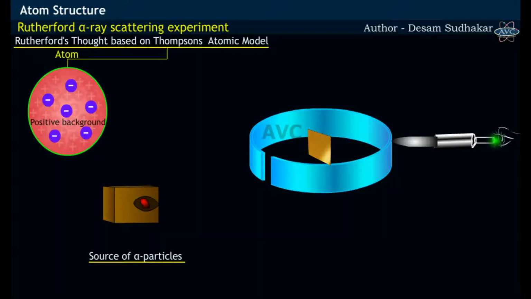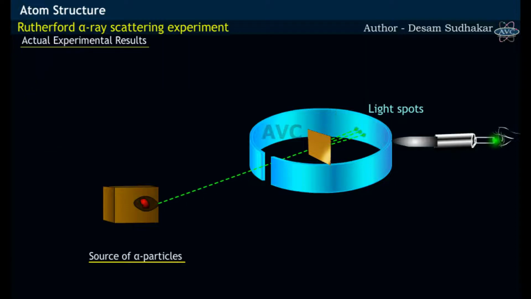Based on Thomson's model, Rutherford thought that the alpha ray particles emitted from the radioactive source would pass through the gold foil with no or slight deflections, but the actual experiment showed the following results.